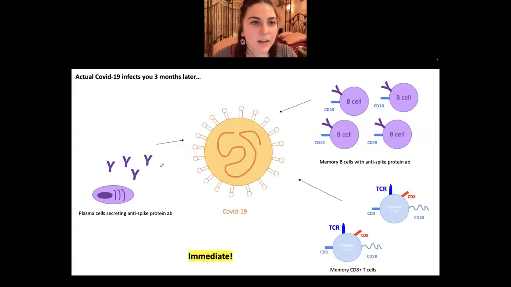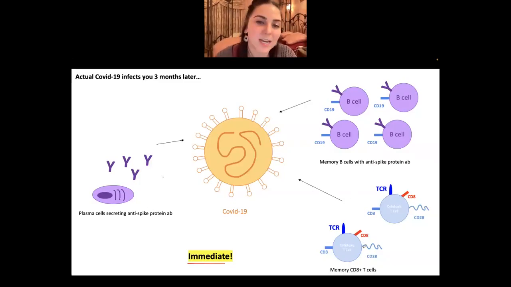So then let's say COVID infects us 3 months later. COVID's going to come in and infect us immediately, because this is the second time we're seeing this spike protein. This is, again, like the white sheet on the ghost. We get memory B cells that have the specific anti-spike protein antibody. We have plasma cells that are secreting anti-spike protein antibodies.